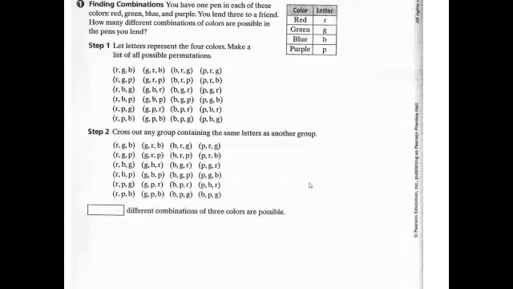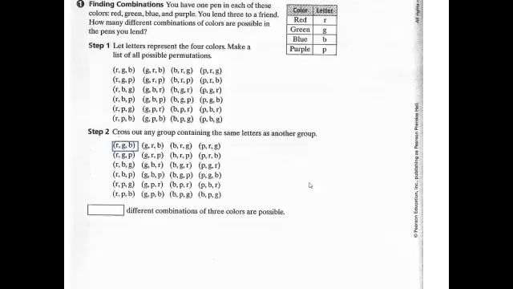Now we're going to do example number 1, finding combinations. You have one pen in each of these colors, red, green, blue, and purple. You lend 3 to a friend. How many different combinations of colors are possible in the pens you lend? First, we have to list out all the possible combinations, and we've done that here. Next, we're going to cross out any group containing the same letters as another group. We'll put boxes around the ones that are new, and we'll cross out the ones that are duplicate.